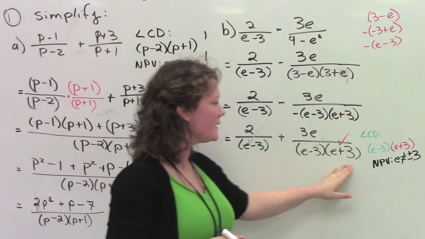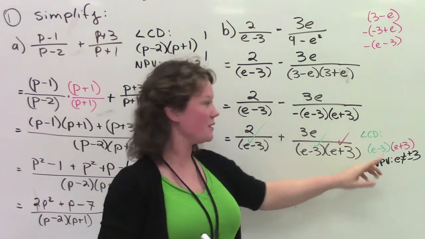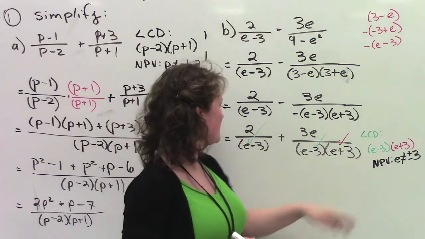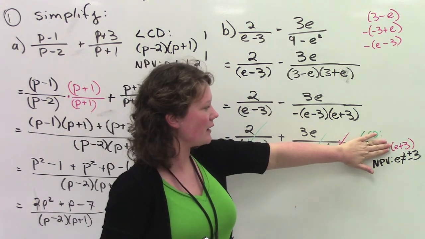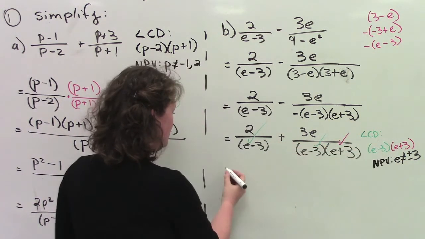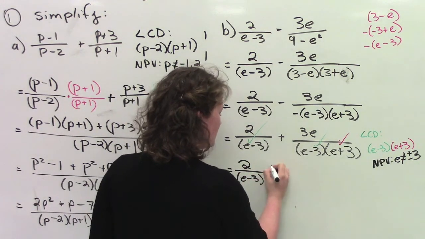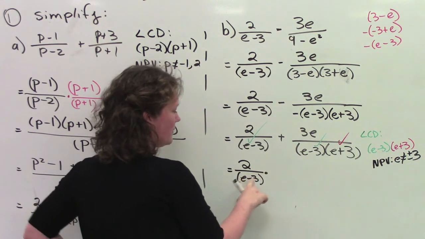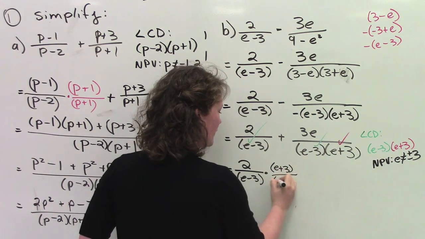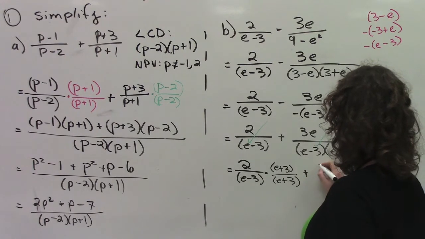We notice that this is actually the lowest common denominator, right? So we don't actually have to do anything to this fraction here, but this one, we need to multiply by something. So e minus 3, if I cover that up, I need to multiply it by e plus 3 over e plus 3. So 2 over 3 minus e times e plus 3 over e plus 3. And again, I don't have to do anything to this, but you bet your bottom dollar I need to write it down.